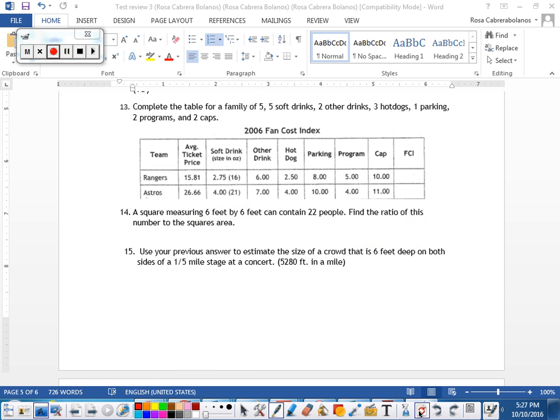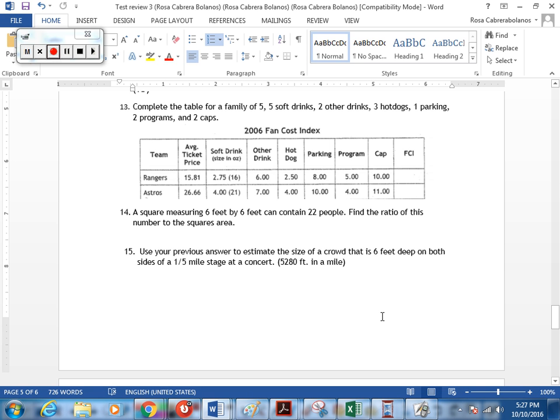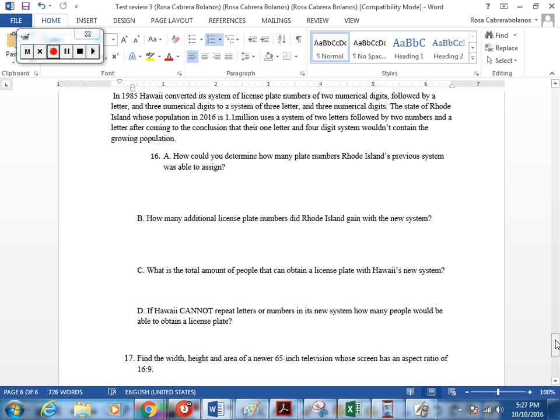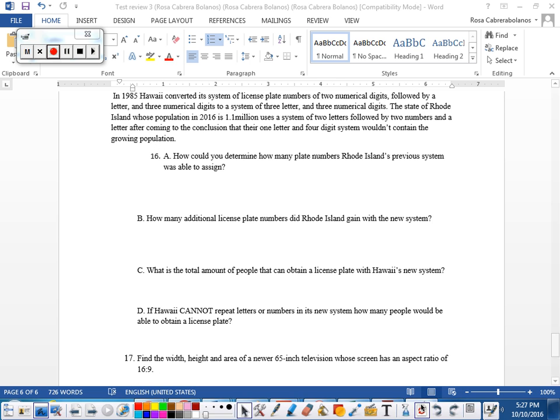Finally, the last set of problems involve counting, the fundamental counting principle. It says in Hawaii, in 1985, Hawaii converted its system of license plate numbers to two numerical digits followed by a letter and 3 numerical digits to a system of 3 letters and 3 numerical digits. And then it says all this stuff about Rhode Island as well that you can read on your own, so I don't make this video super long. How could you determine how many plate numbers Rhode Island's previous system was able to assign?